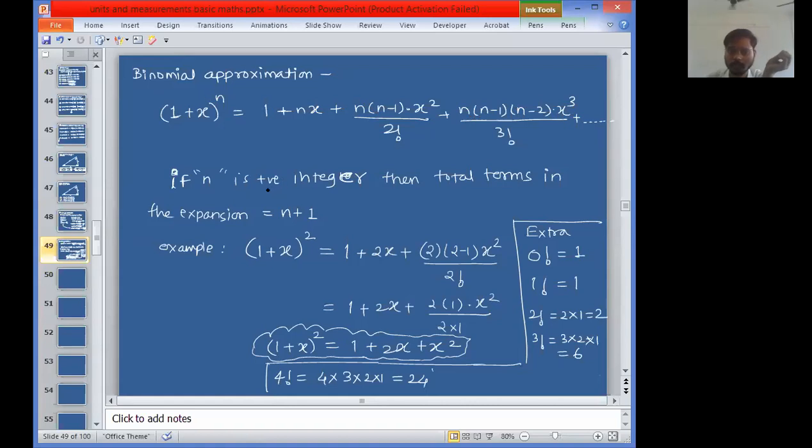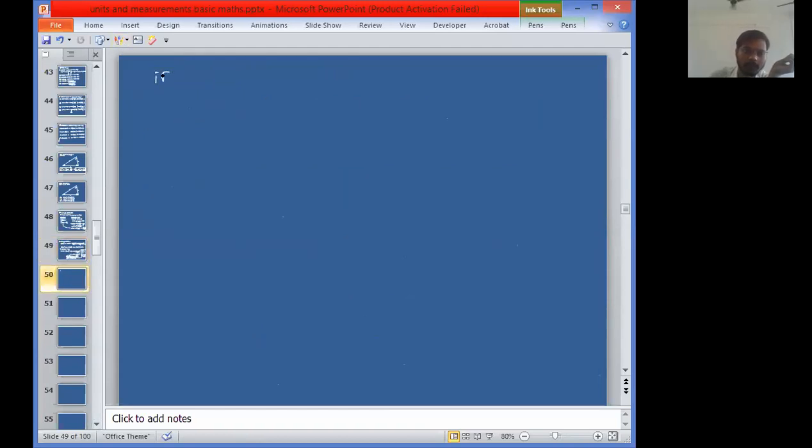This is true if n is a positive integer. What if n is negative? On the next slide. If n is a negative integer, then there will be infinite terms in the expansion. No need to write all those terms; write 3, 4 terms and just neglect the other terms in that case, because infinite terms we cannot write on paper. If n is a negative integer, then there will be infinite terms in the expansion.